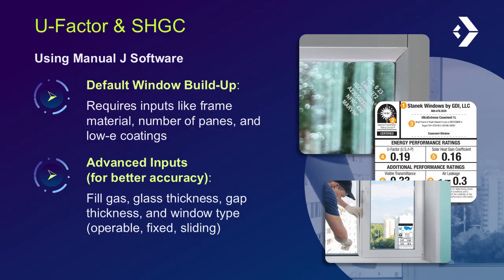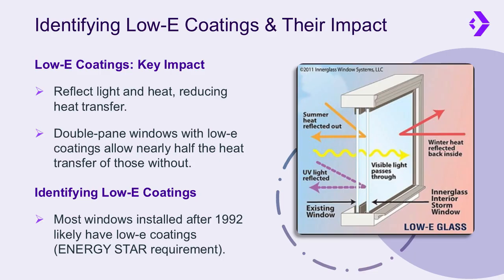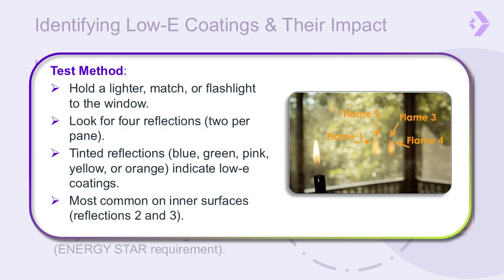One of the biggest impact inputs for window U factors and SHGC is whether the glass has low E coatings. Those coatings reflect the light and the heat that passes between the panes and through the glass, reducing heat transfer. A double pane window with no coatings allows nearly twice as much heat through it as one with coatings. Most windows installed after 1992 have low E coatings. That's when Energy Star labels started to require them. Your first assumption should be low E coated, but you can always double check.